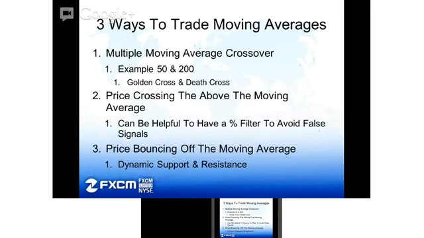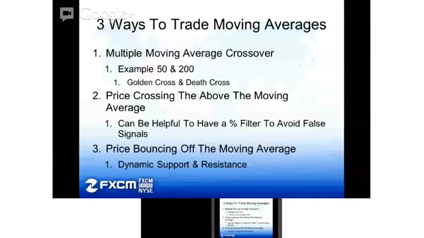But again, we're just rolling through. So in my opinion, the easiest way to trade it is with multiple moving averages. I like to use any combination of a 20, a 50, a 100, or a 200. You don't have to use those, but it's the ones I'm most comfortable with.